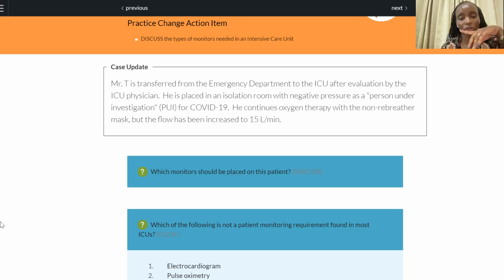Maybe I can give a second. So you have a patient who is in the ICU department, and then he's now taken to the isolation room because of having COVID-19. Then he continues being on oxygen therapy with a non-rebreather mask, but the flow has been increased to 15 liters per minute. This is the same patient that we were talking about earlier on. So which monitors would you want on this patient? We can give a second to this as you indicate the answers on the chat box.